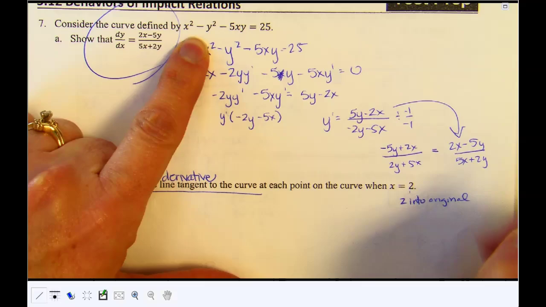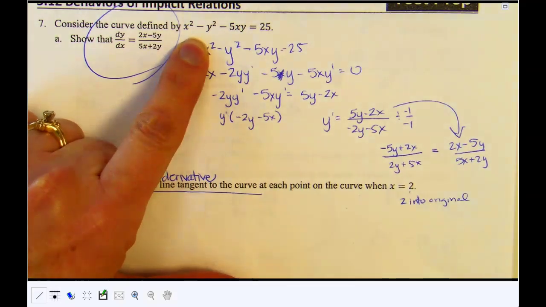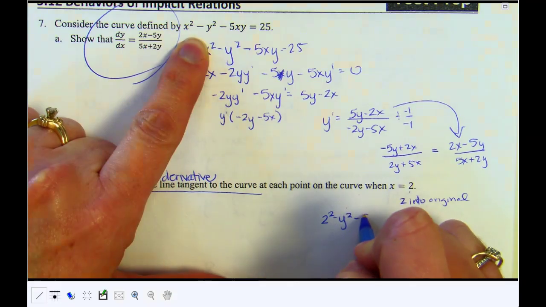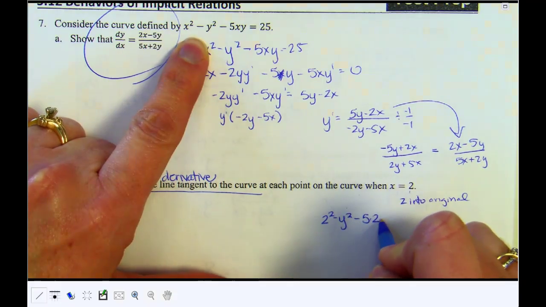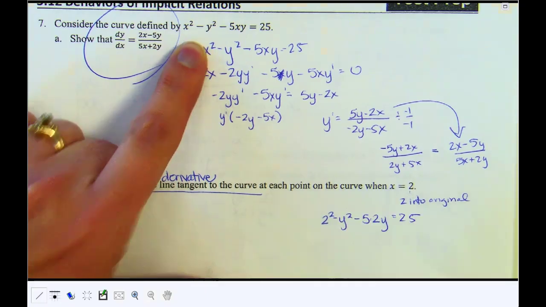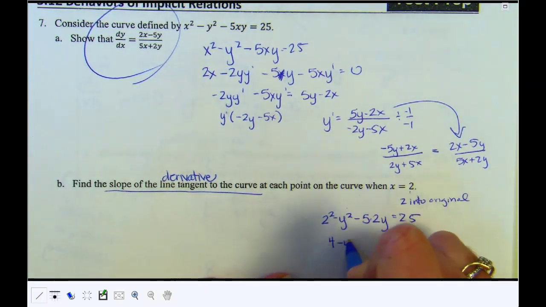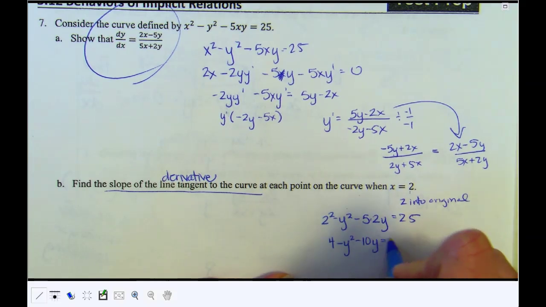Okay, not to the derivative, because that's not going to help me. I've got to have a coordinate point. So 2 squared minus y squared minus 5 times 2y equals 25. So this is 4 minus y squared minus 10y equals 25.